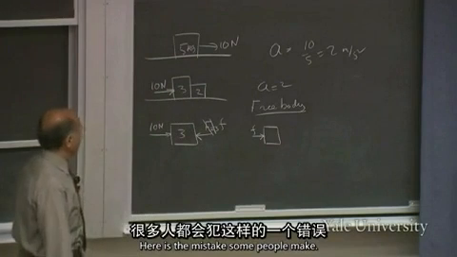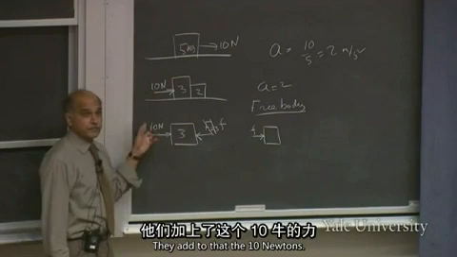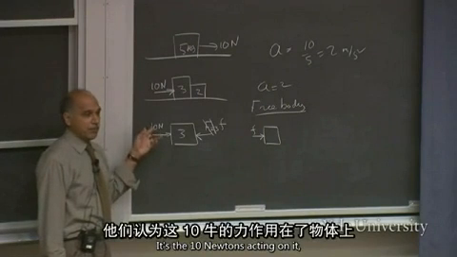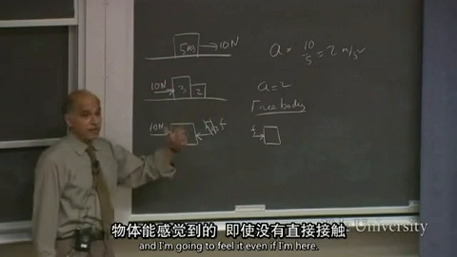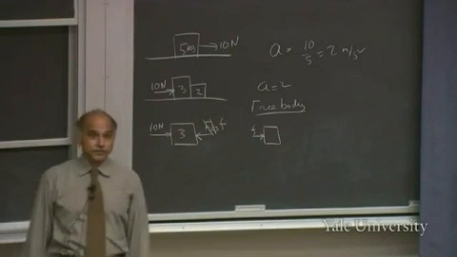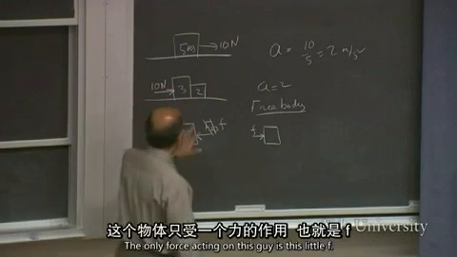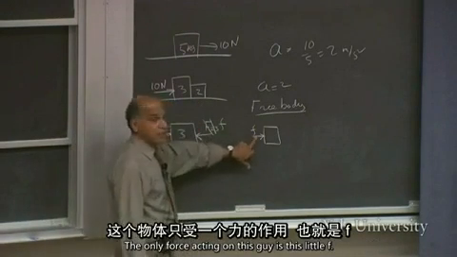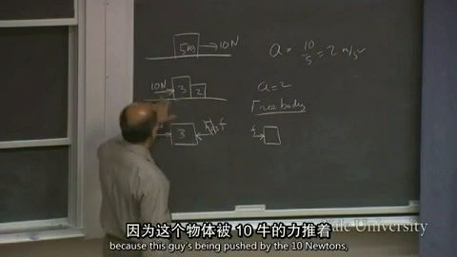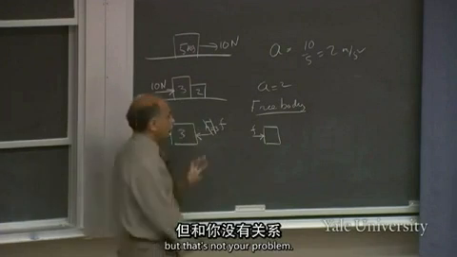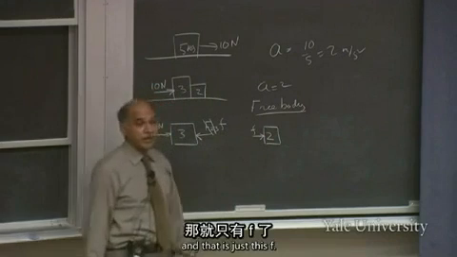And here is a mistake some people make. They add to that the 10 newtons. It's the 10 newtons acting on it because I know the 10 newton is pushing me and I'm going to feel it even if I'm here. That would be a mistake. That's an example of adding a force that you really shouldn't be adding. The only force acting on this guy is this little f. And that's in turn because this guy is being pushed by the 10 newton, but that's not your problem. Your problem is to only look at the forces of contact on you, and that is just this f.